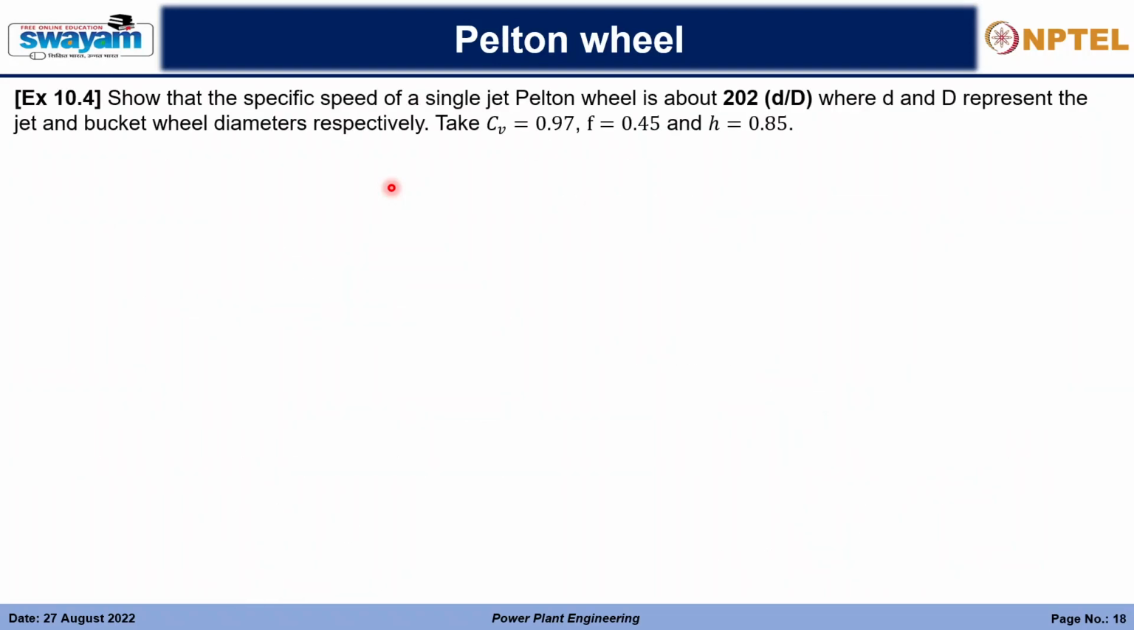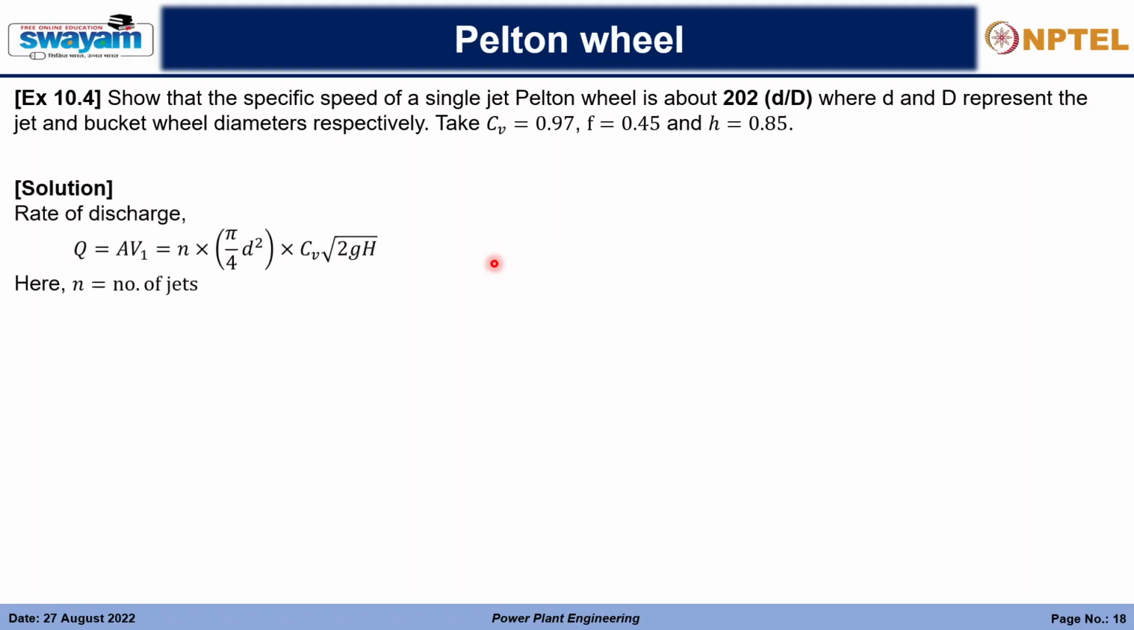And I have one more question for you, but maybe I can quickly go through it. It is just a derivation to show that the specific speed of a single jet Pelton wheel is about 202 times the diameter ratio, the ratio of jet diameter by wheel diameter. The Cv, F and H parameters are given, by which we will get this 202. So the specific speed we need to calculate. I will quickly go through the solution as we are running out of time.